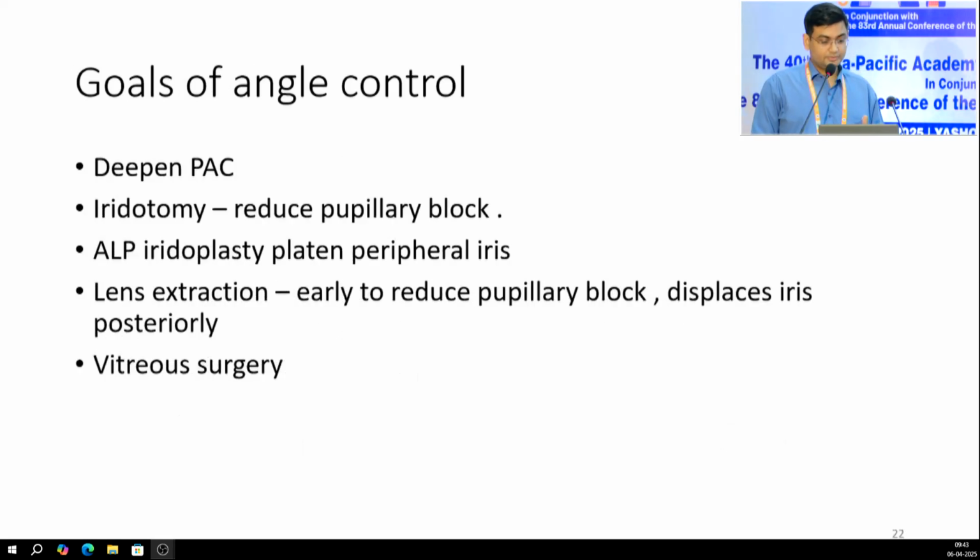So our goals will be to deepen the angle, to give an iridotomy to reduce the pupillary block, and we can use lasers to do iridoplasty. We can also do lens extraction early to reduce any pupillary block. Usually if the lens swells more than 4.3, 4.4 millimeters, it's better to extract it in early stages. And in cases of malignant glaucoma, we have to go for vitreous surgery.